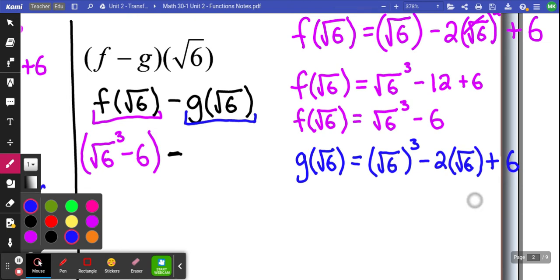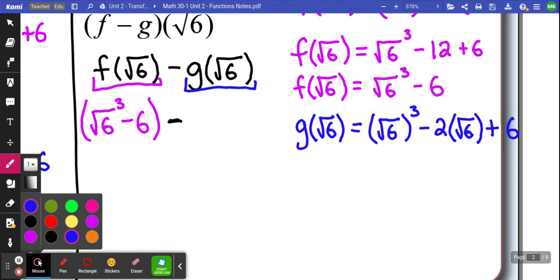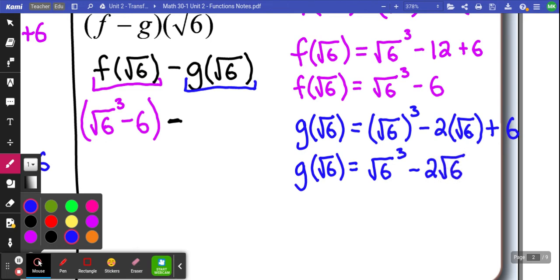Again, we can simplify certain parts of that. Actually, you can't simplify any of that. The only thing I'm going to do is get rid of the brackets. So it would look like this. That's root 6 cubed, so those brackets are gone. Minus 2 root 6, I don't need those brackets anymore. Those brackets just meant multiply, which is what I'm doing. And then plus 6. So substitute that into what it's asked you to do.